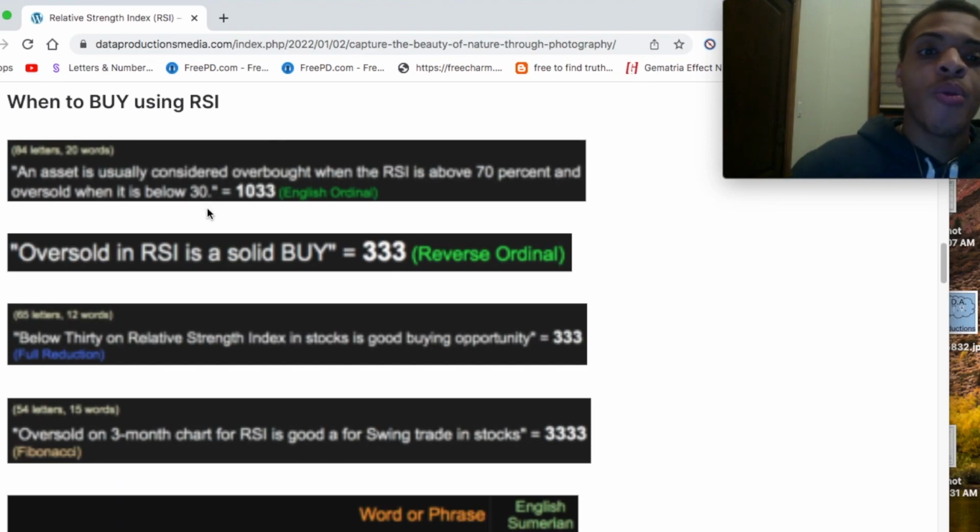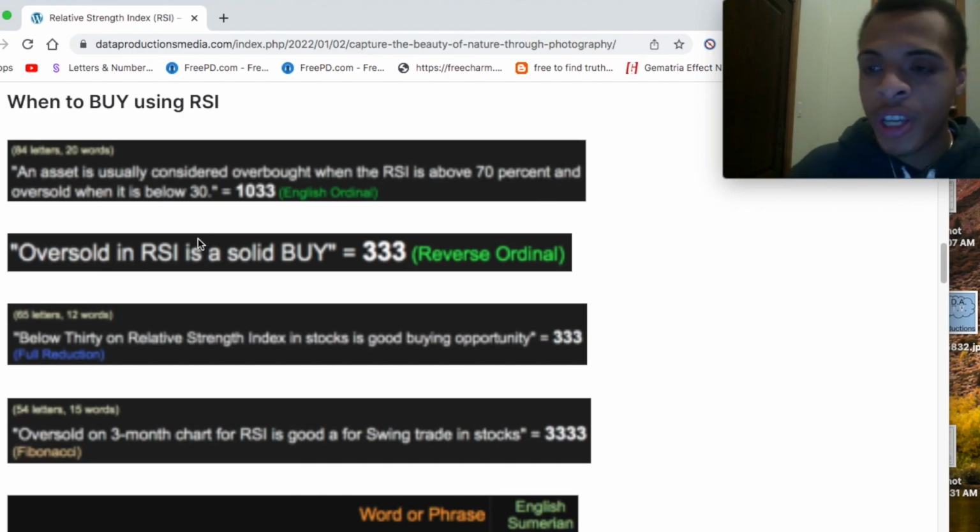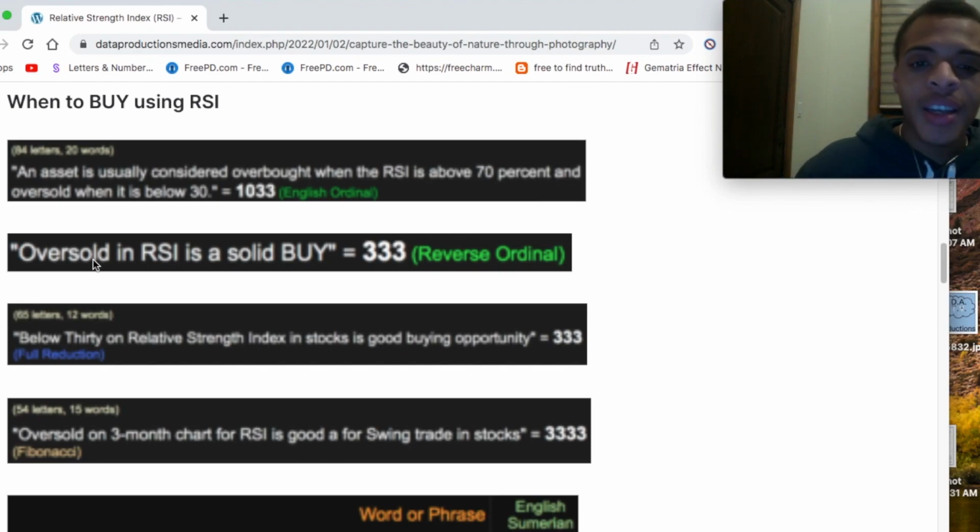So that's 1033 in the English ordinal. So that 133, 0 is a value placeholder. Oversold in RSI is a solid buy. Easy, that's 333 in reverse ordinal.